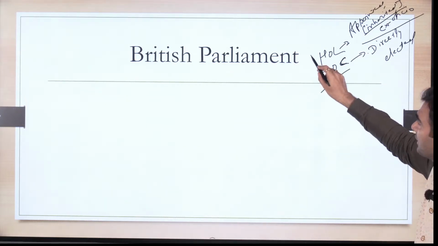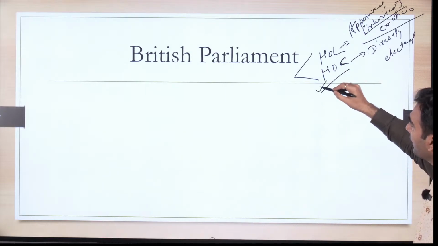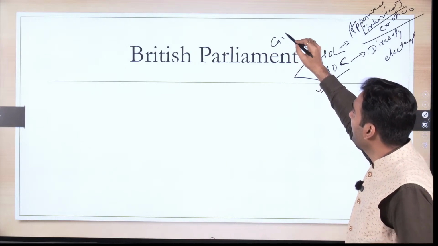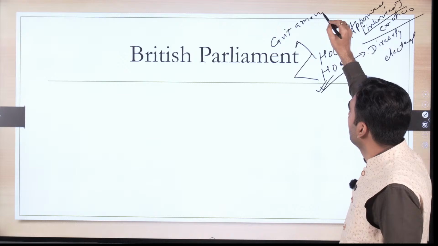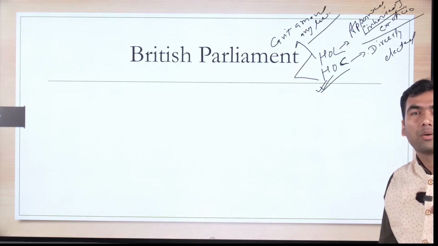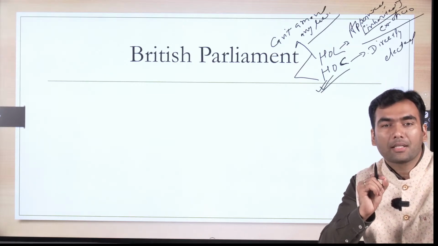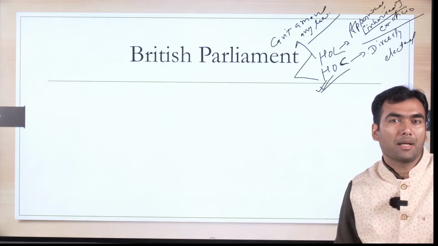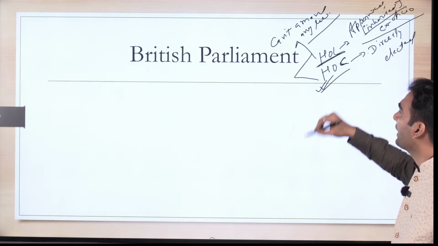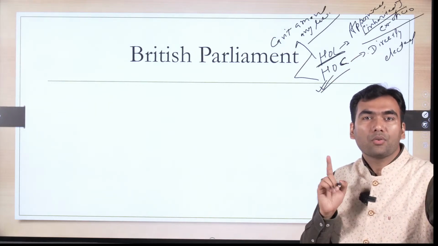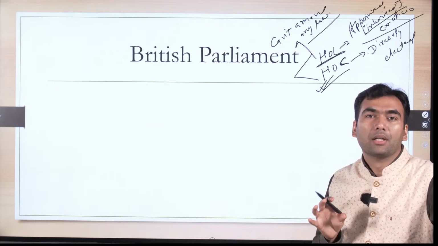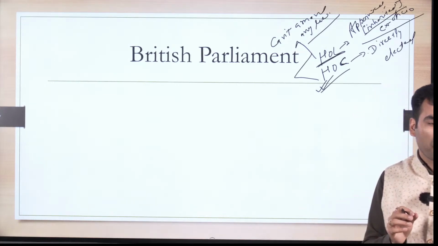Among these two houses, House of Commons is superior. The House of Lords can't amend any law. Like in India's case, the Rajya Sabha and Lok Sabha have equal power. I have taught you that Rajya Sabha is a second chamber, not a secondary chamber. Whereas in the case of United Kingdom, House of Lords is secondary to House of Commons. House of Commons is superior. In fact, in case of money laws, House of Lords does not have any authority to amend it. Okay.